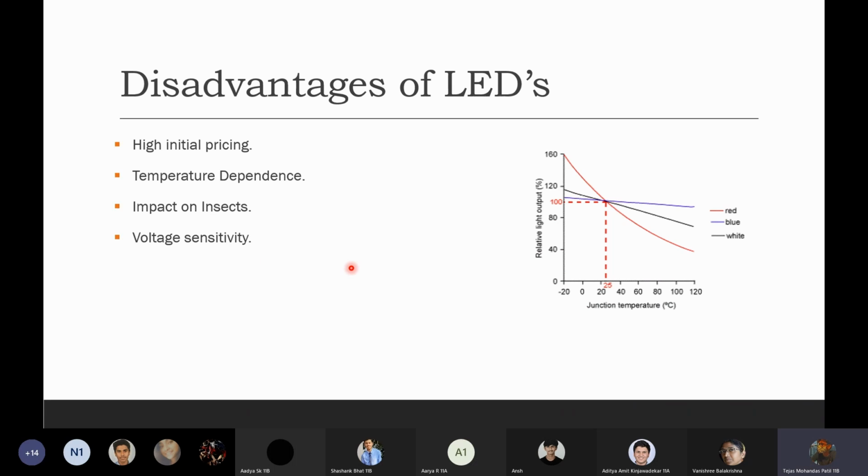LEDs need the exact rating. So if it's 1.1 volt, even if you put 1 volt or 0.9 volt, it won't work. And then if its rated maximum voltage is 3 volts, if you give 3.1 volt or anything more than that, it will immediately spoil.